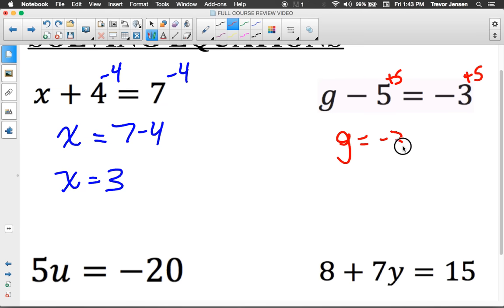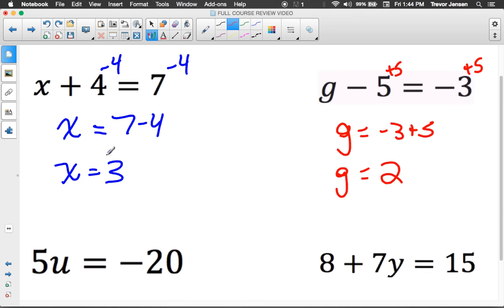And on the right I have -3 plus 5. -3 plus 5 is 2, so that's my final answer. G is equal to 2, and you can check your answer by plugging it back into your original equation. Is 2 minus 5 equal to -3? Yes, so we have the right answer.